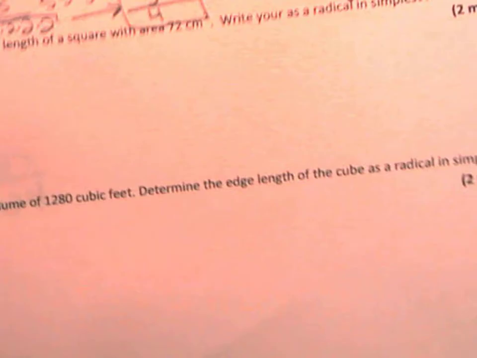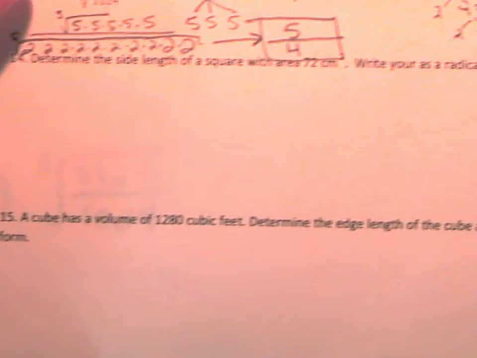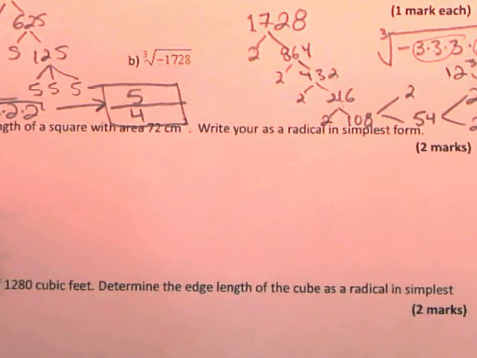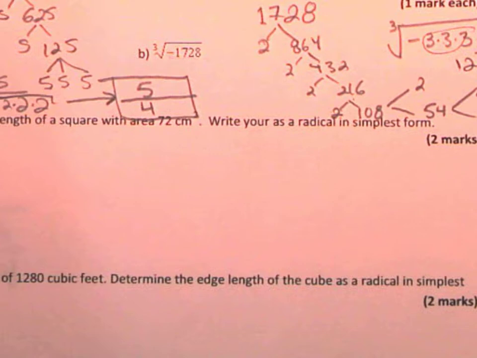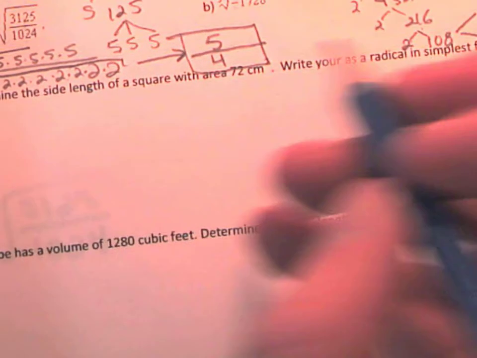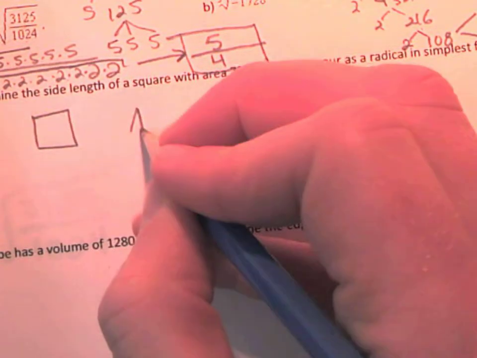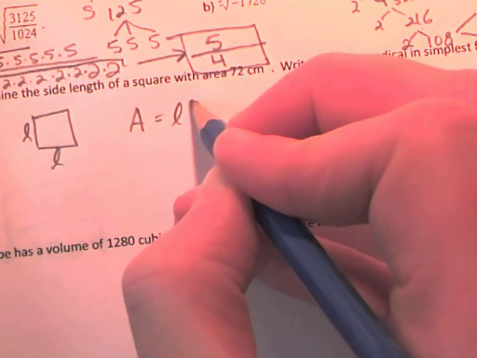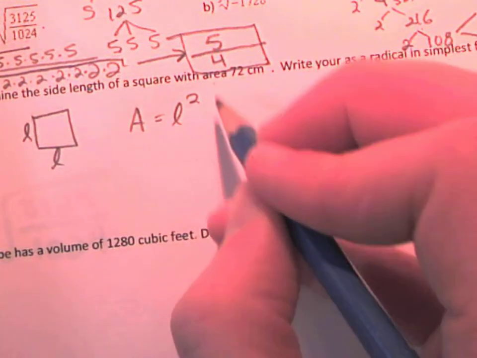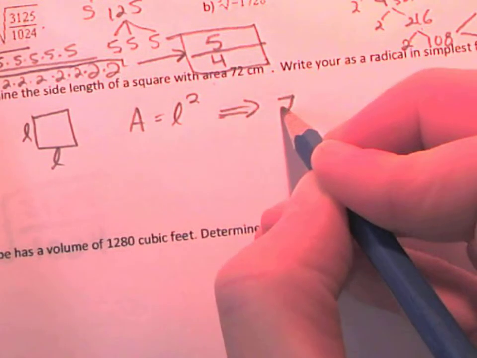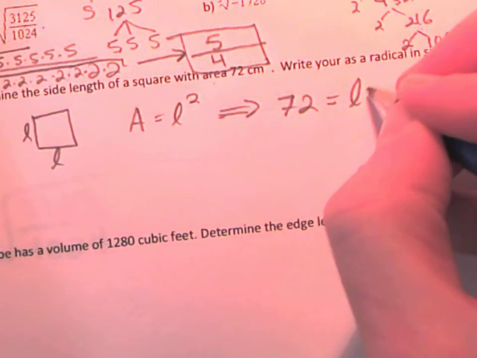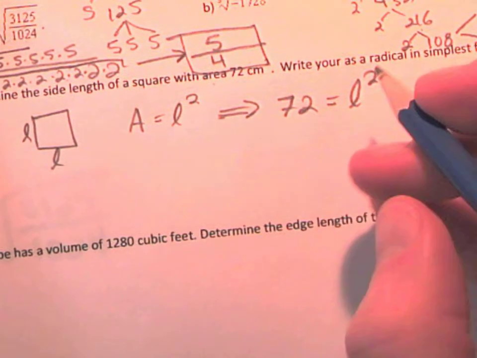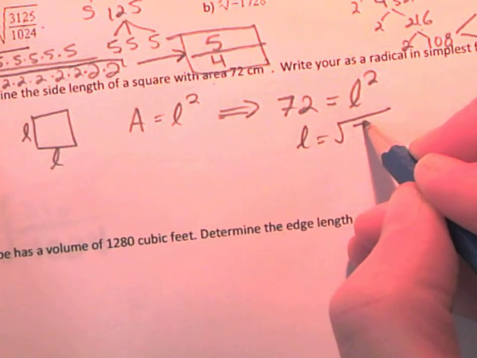Alright. Number 14, almost there. Determine the side length of a square with area 72 centimeters squared. Write your answer as a radical in the simplest form. So we got a square, we know area, we have length. Area is just length squared. Area is 72, equal to L squared. So if we want to find out what that L is, we have to square root both sides, and we end up with L equals square root of 72.